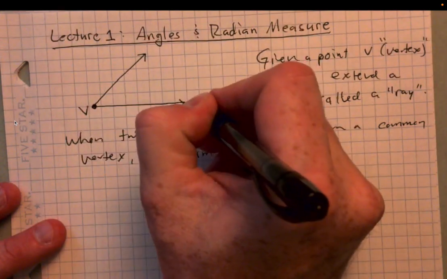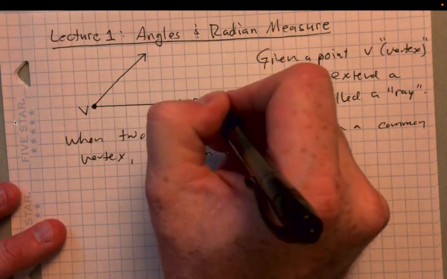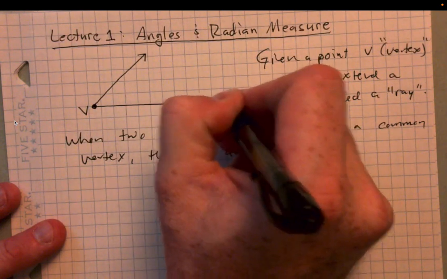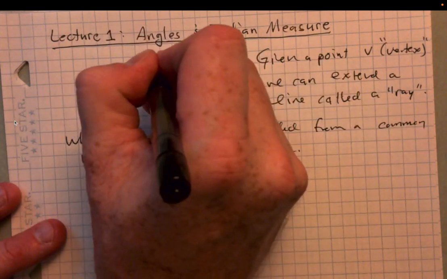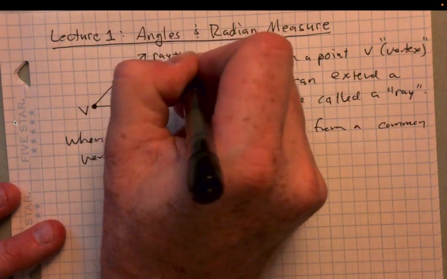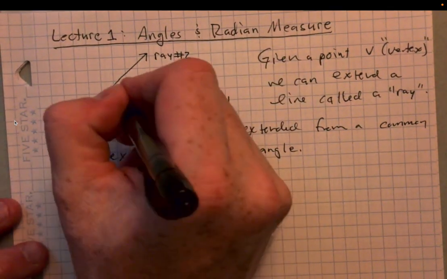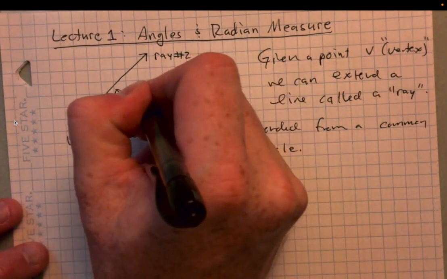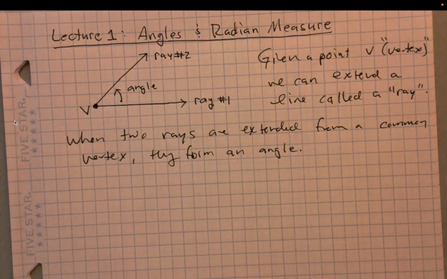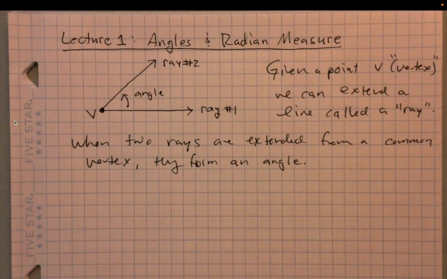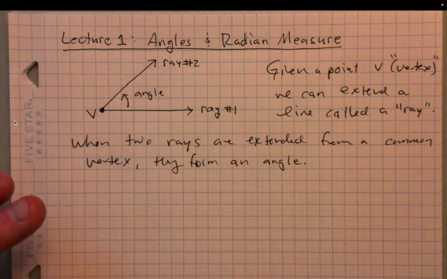We'll call this ray 1. And we'll call this one up here ray number 2. And in between them, this thing here, this is the angle. Again, we're starting from the very, very beginning, getting some of these ideas down.